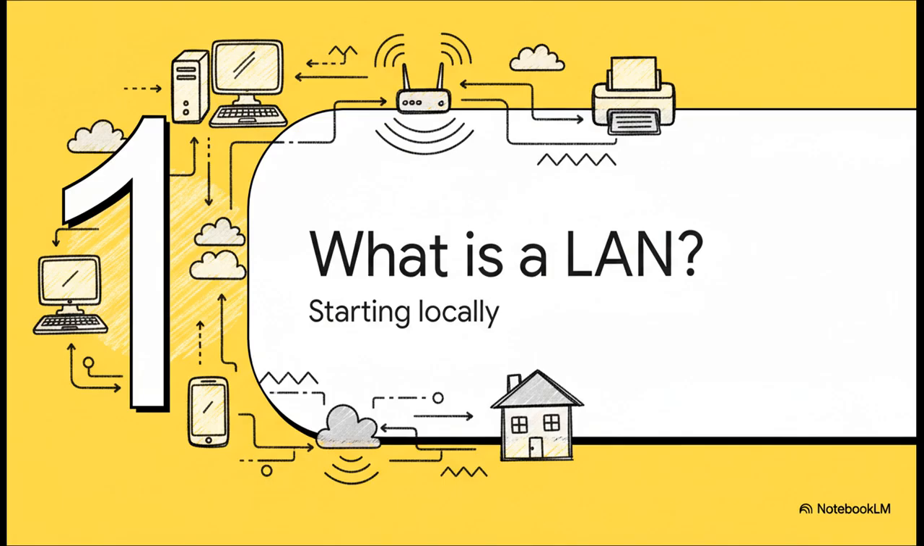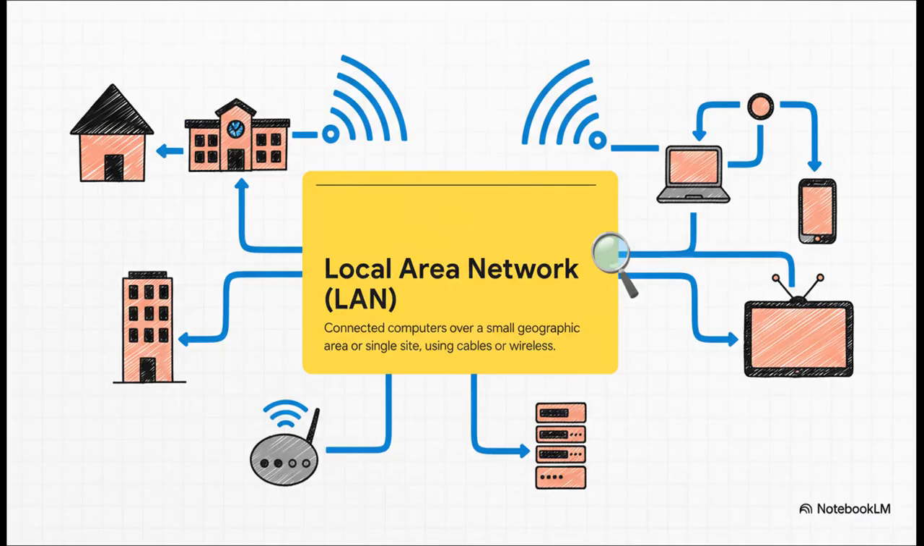We're starting with the network that is probably all around you right this second, the local area network, or as you've probably heard it called, the LAN. So what is a LAN, really? Well, simply put, it's just a bunch of connected devices all huddled together in a small space, like your house or a single office floor. It doesn't matter if they're plugged in with old school cables or floating on Wi-Fi, this little local network is the absolute foundation for pretty much everything we do online.